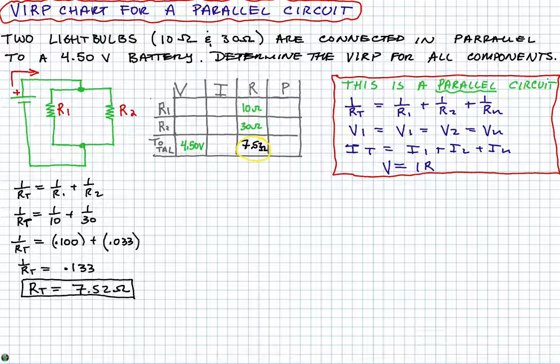Now, I want to make a point here about the 7.52 ohms. Notice that if I was to take the 10 and the 30 ohm resistors and connect them in series, the total resistance would be 10 plus 30, or 40. When you connect resistors in series, the resistance goes up. However, if you connect the same resistors in parallel, you'll notice that the resistance goes down. 7.5 is a resistance lower than the 10 ohm resistor. So keep that in mind.